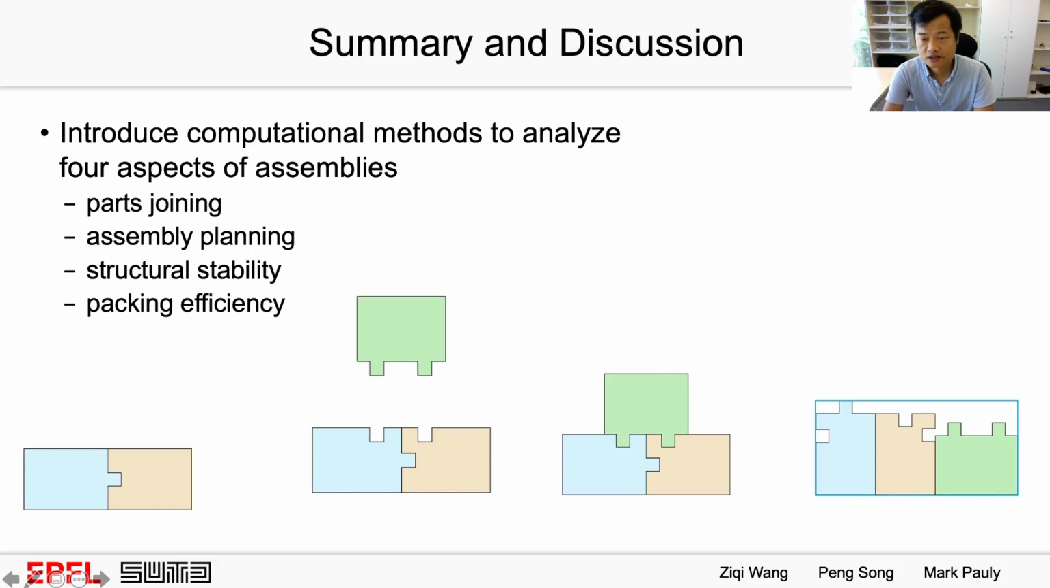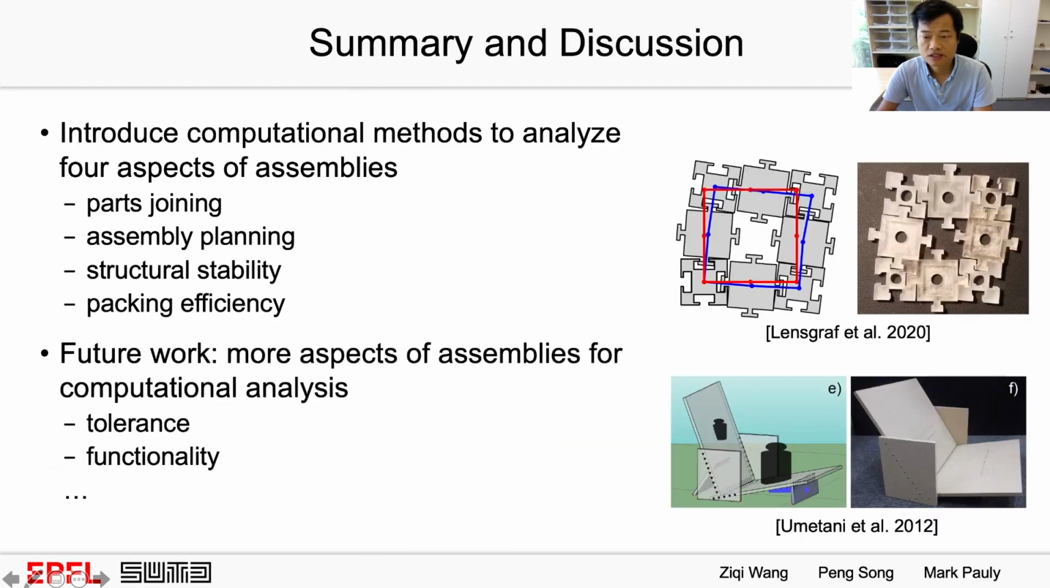Summary and discussion. In this part, we have introduced computational methods to analyze 4 aspects of assemblies, including path joining, assembly planning, structure stability, and packing efficiency. Future research efforts can be devoted to study more aspects of assemblies for computational analysis, such as tolerance analysis and functionality analysis.